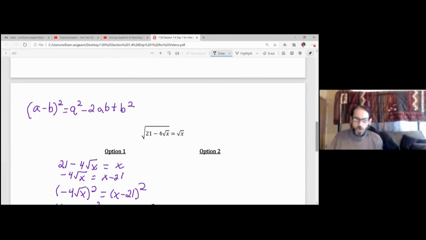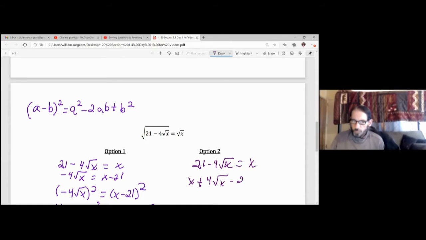I'll begin the same way, squaring both sides, and still coming up with the 21 minus 4 squared of x equals x. The difference is I'm going to move everything to one side right now so that the other side is equal to 0.